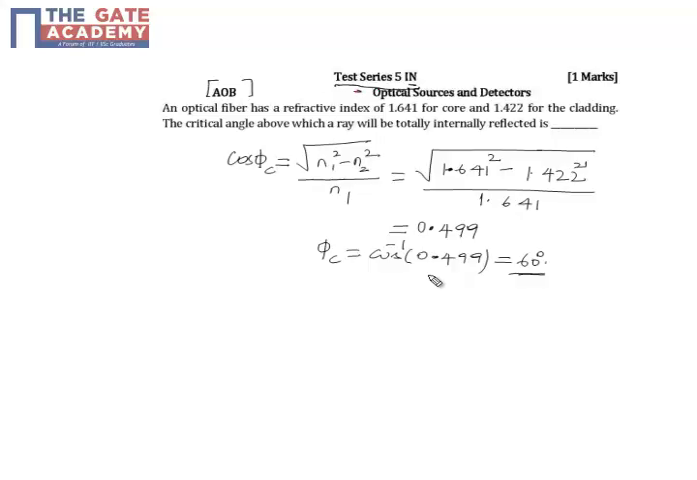And the first question is from the topic optical sources and detectors. It is for 1 mark. So we'll go through the question. So an optical fiber basically has two things. If I draw an optical fiber, it will have core and cladding. Each one will have an individual refractive index.